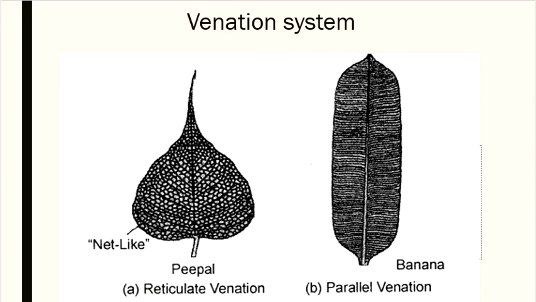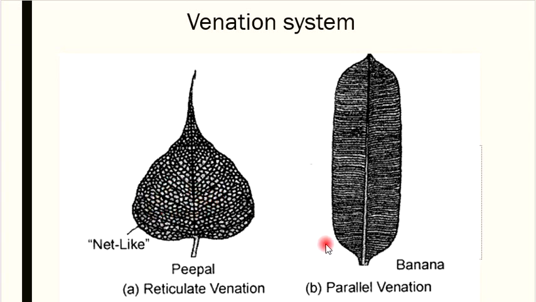Venation is of two types, reticulate venation and parallel venation. There is a single midvein, which is in the middle of the leaf blade. This makes the leaf appear to be divided into two halves. The midvein gives rise to secondary veins. These veins branch to form a network or reticulum. So this is an example of reticulate venation, and it is a peepal leaf where you have a net-like structure throughout.